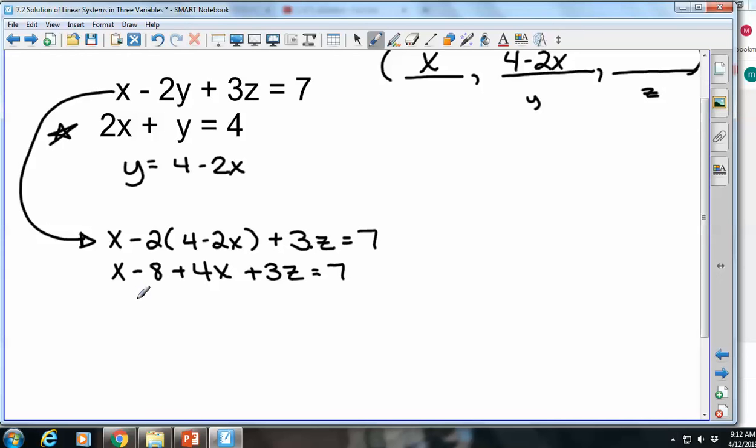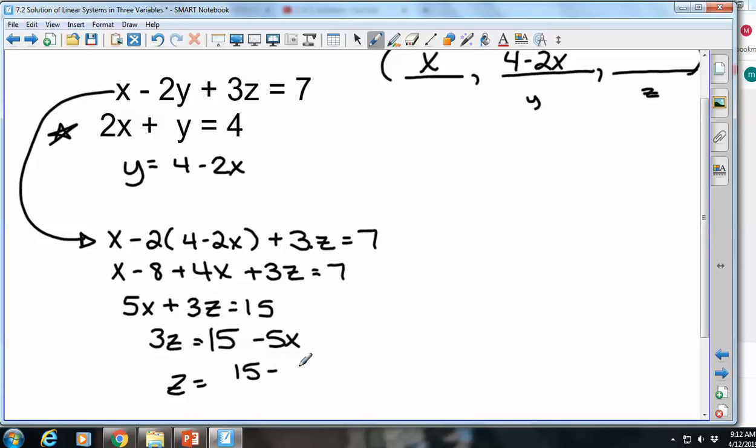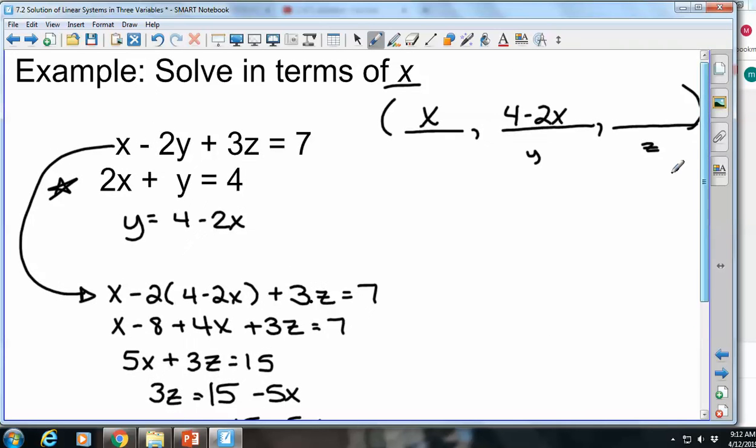We are trying to solve for z. So I'm going to combine my like terms. I'll go ahead and just add my 8 over. So subtract my 5x and divide by 3. So z is 15 minus 5x over 3. So that's my equation for my z.